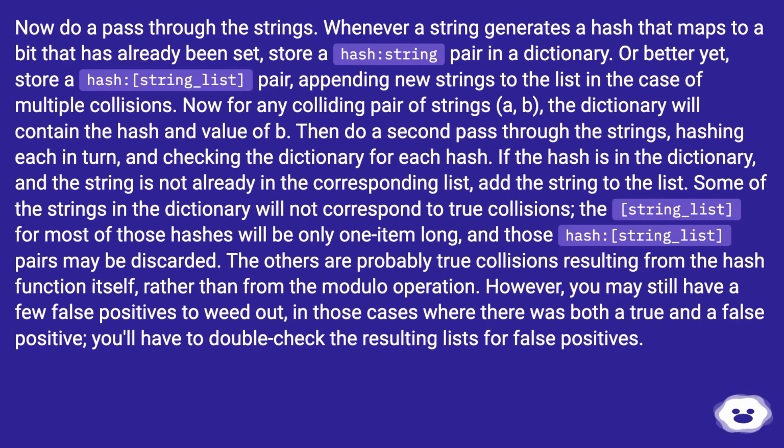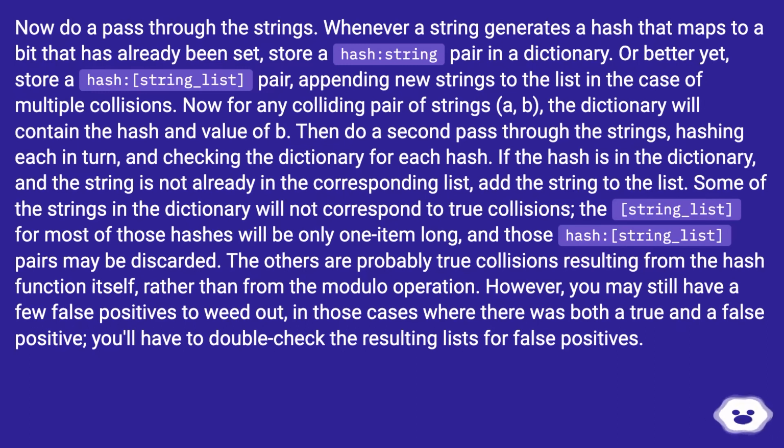Then do a second pass through the strings, hashing each in turn, and checking the dictionary for each hash. If the hash is in the dictionary, and the string is not already in the corresponding list, add the string to the list. Some of the strings in the dictionary will not correspond to true collisions; the string_list for most of those hashes will be only one item long, and those hash:string_list pairs may be discarded. The others are probably true collisions resulting from the hash function itself, rather than from the modulo operation. However, you may still have a few false positives to weed out.